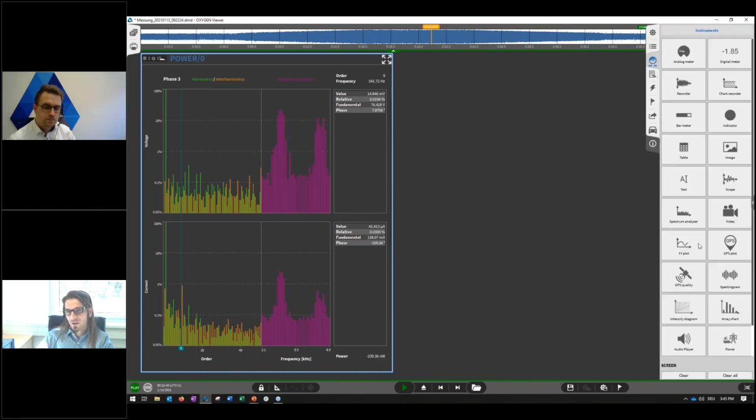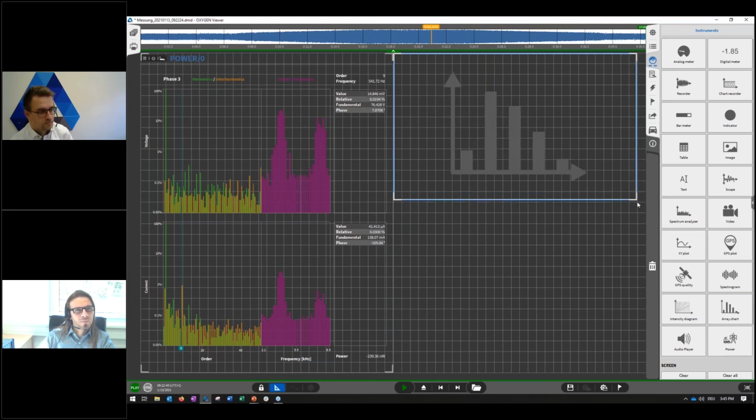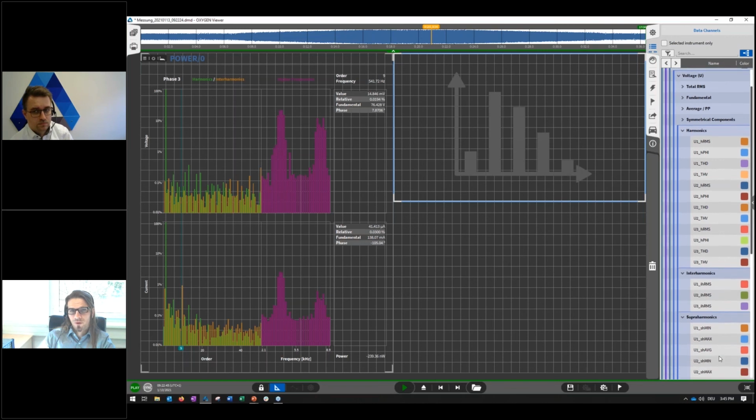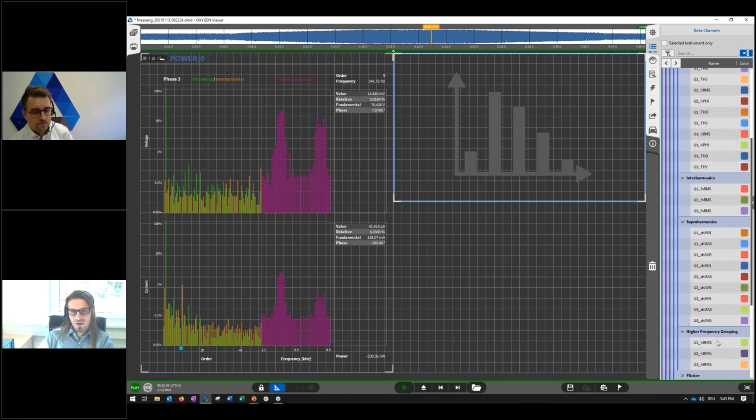That's the first possibility. If you're more interested in the absolute amplitude and not only the relative amplitude, I can recommend the array charts instrument for that, which can be found here. Just drag and drop it on the screen again. And then you can assign any harmonic channels, no matter if it's a harmonic voltage or a harmonic current channel, if it's an interharmonic, a superharmonic, or a higher frequency channel.